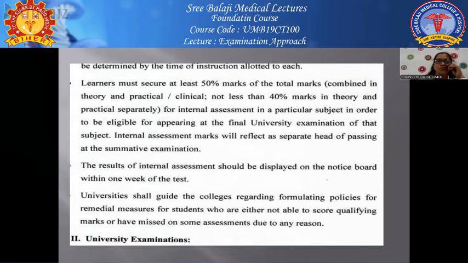So in the internal assessment, students must score at least 50% marks of the total marks combined in both theory and practical, and not less than 40% marks in theory and practical separately. Why is this necessary? They are not including the internal assessment marks in your university exam. So if you score 50% marks in the internal assessment, you will be eligible to appear for the university exam. The results of the internal assessment will be displayed on the notice board within 1 week of the test.